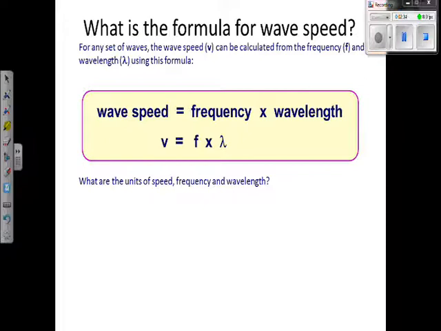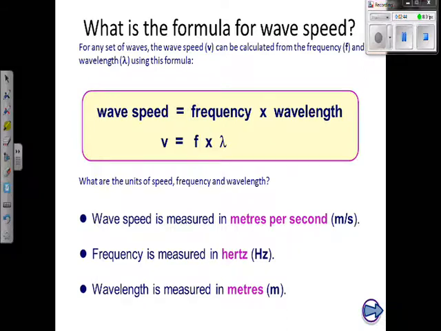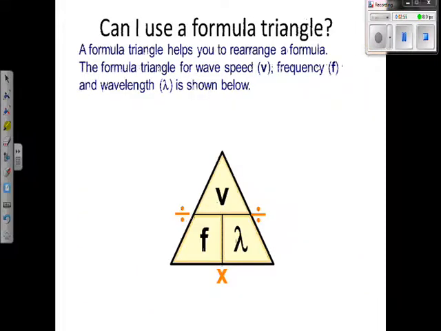What are the units for speed, frequency and wavelength? Speed is measured in meters per second, frequency in hertz, and wavelength is measured in meters. Make a note of this now. You will need to know what they are measured in and how to write the symbol for it.